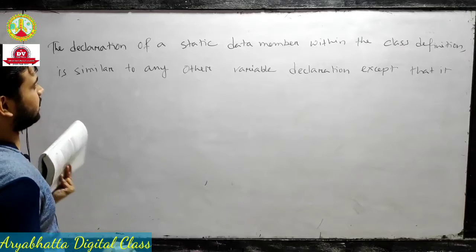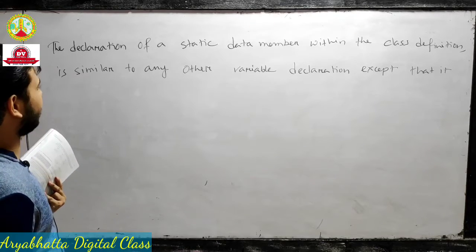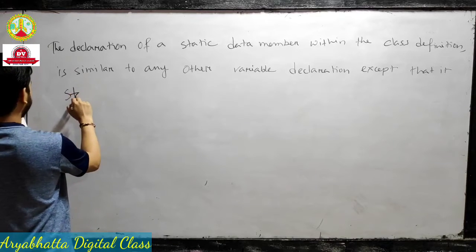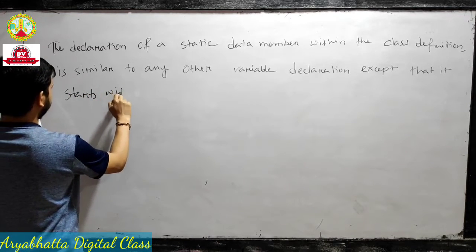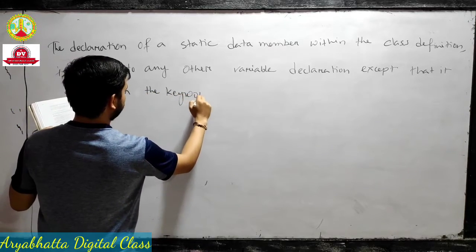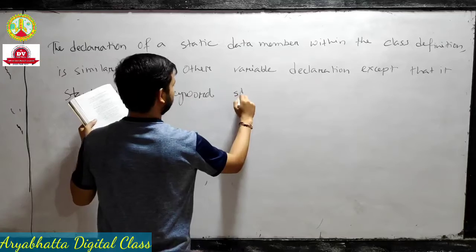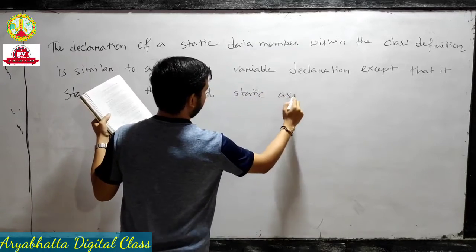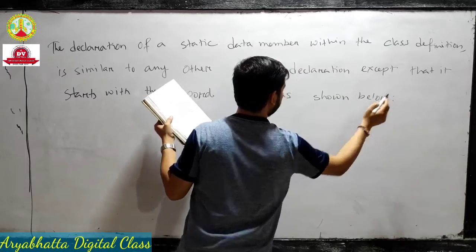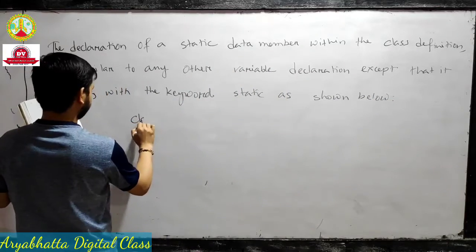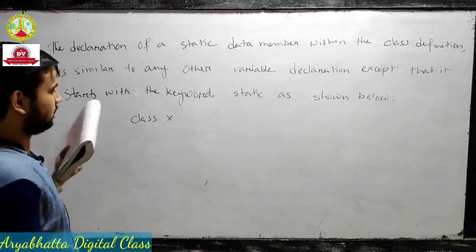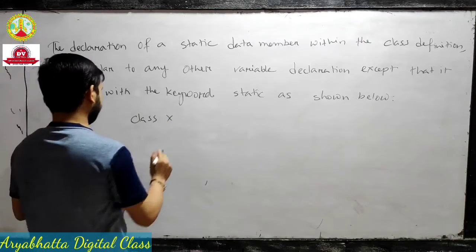See, the declaration of a static data member within the class definition is similar to any other variable, except that it starts with the keyword static, right? As shown below. You write down that this is not a program, this is simply an example. Simple definition, okay? Don't be confused.